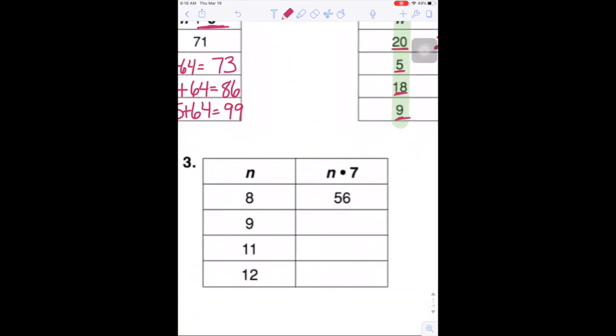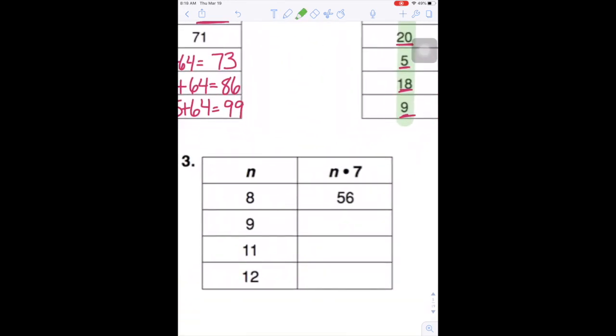For our third table, again, whatever's in the n column, we're going to plug into the expression. So what I really have for this first one is 8 times 7, and that is 56. That's true. So this one I have 9 times 7. For this next one I have 11 times 7. And then I have 12 times 7.